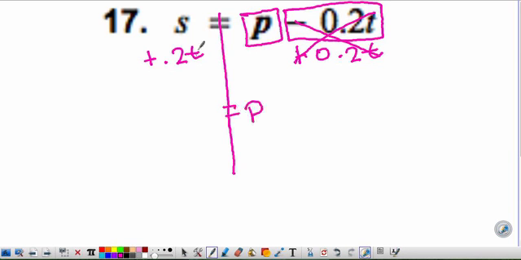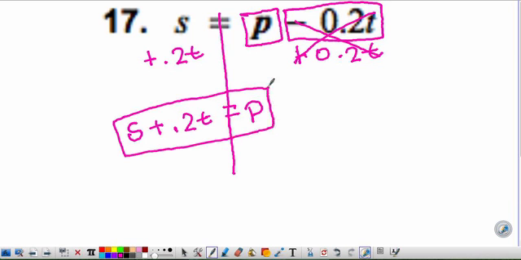Are these like terms? No, so I cannot combine them. So I end up with S plus 2/10 T. Did we solve for P? Is it all by itself? Yes, so that is all you have to do. Why'd you take the zero? Just because I didn't write it. I mean, you can write it. It's the same thing. Wait, what is that? S plus 2/10 T.